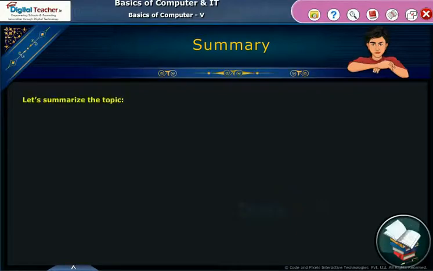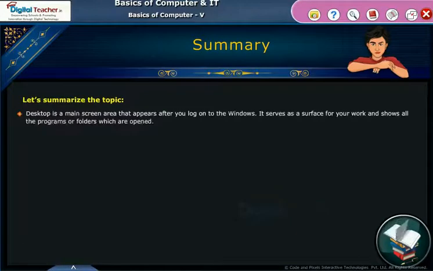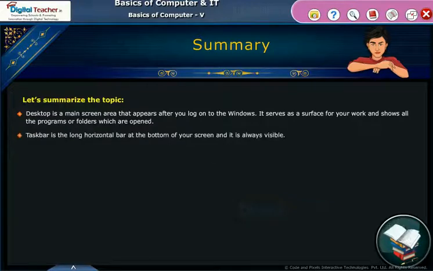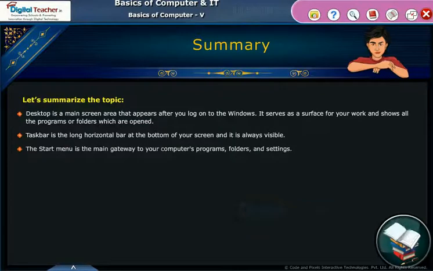Summary. Let's summarize the topic. Desktop is a main screen area that appears after you log on to Windows. It serves as a surface for your work and shows all the programs or folders which are opened. Taskbar is the long horizontal bar at the bottom of your screen and it is always visible. The Start menu is the main gateway to your computer's programs, folders and settings. The icons on the desktop give you quick access to shortcuts.